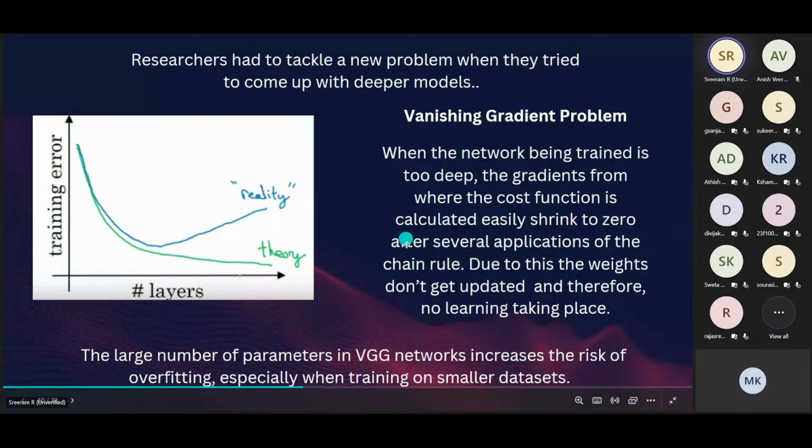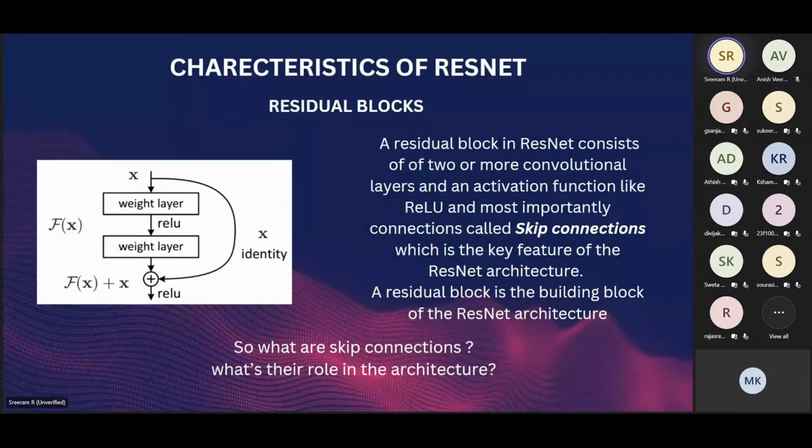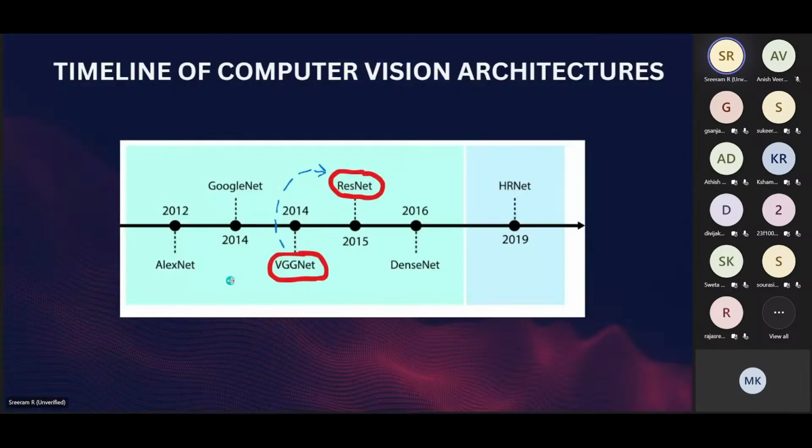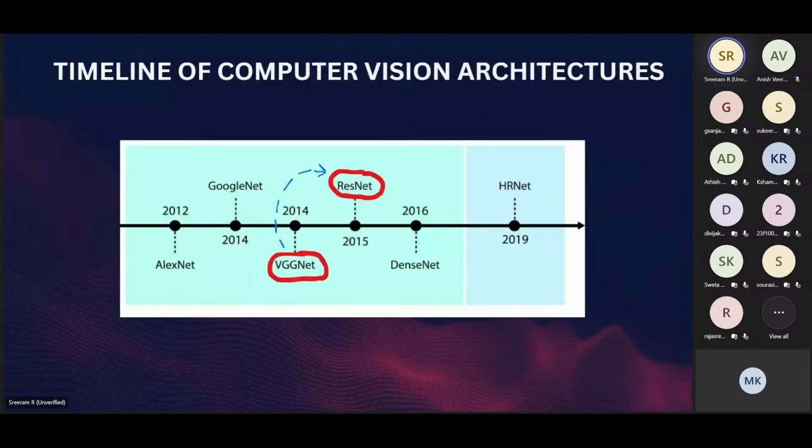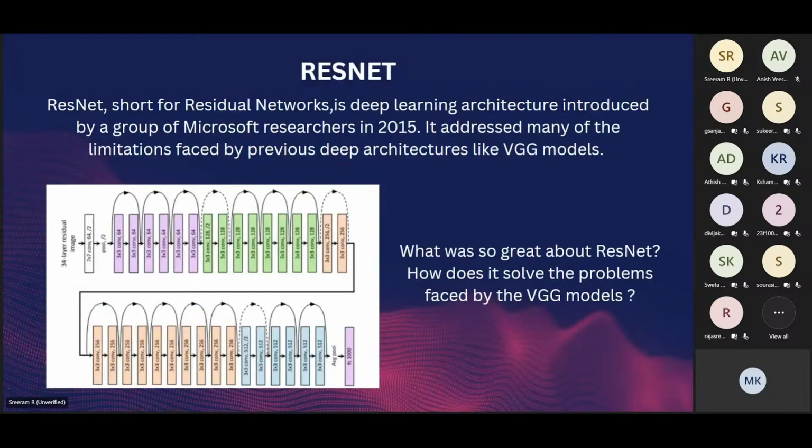And these skip connections solved that issue by having an identity mapping and not allowing the gradient to vanish to zero. See, the problem is that if the gradients shrink to zero, then your parameters are not going to get updated. They will remain as they are, and there will be no learning taking place. So in order to make sure they don't shrink to zero, they introduced a new idea called skip connections. They make sure the gradients are not becoming zero and the parameters are getting updated.